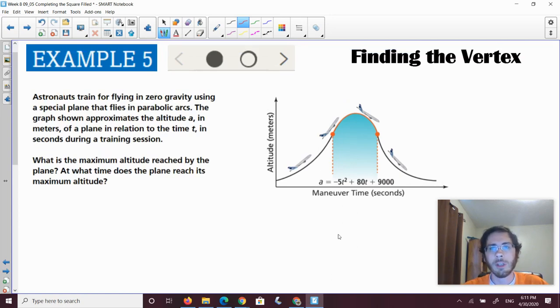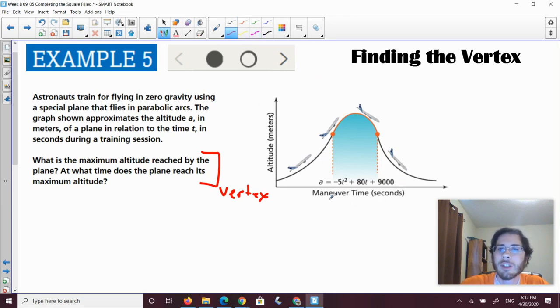So we get to do the flight path of this airplane that flies in a parabolic arc. The graph shown approximates the altitude in meters of the plane in relation to the time t seconds during a training session. What's the maximum altitude reached by the plane? At what time does the plane reach its maximum altitude? Since they're going for the maximum, that tells me they want the vertex. If I was actually doing this, I would use my tools and probably just graph it. But let's see how to do it by hand.